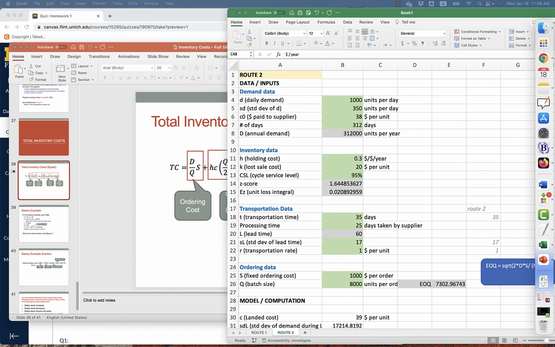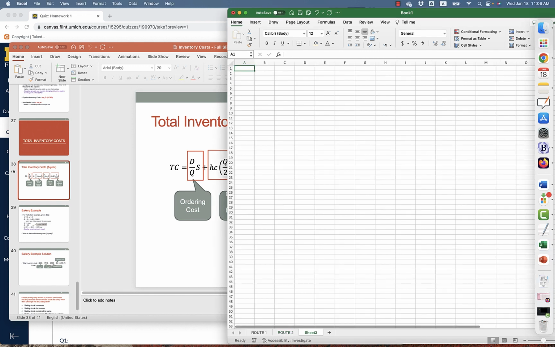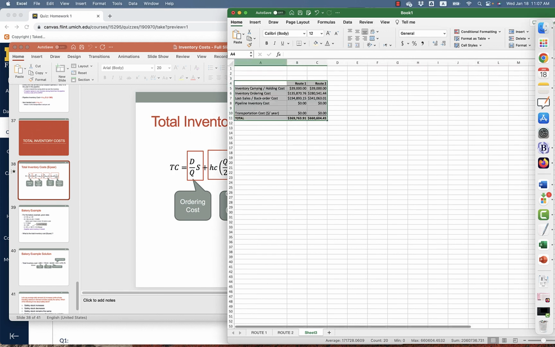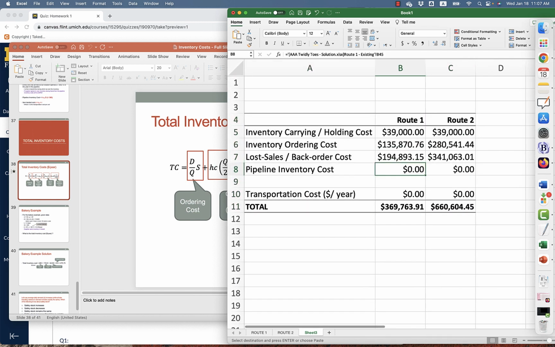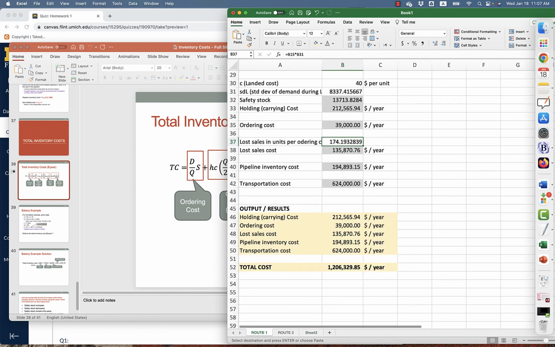Let's make a summary table to summarize the comparison between the two routes. I already built this, so I am going to just use that. And all you do is you copy paste data from here.